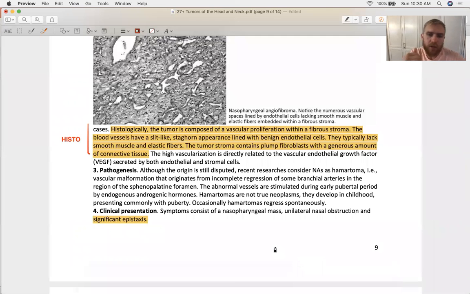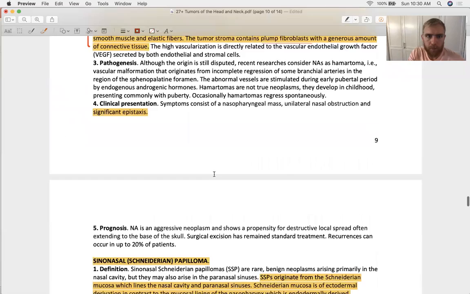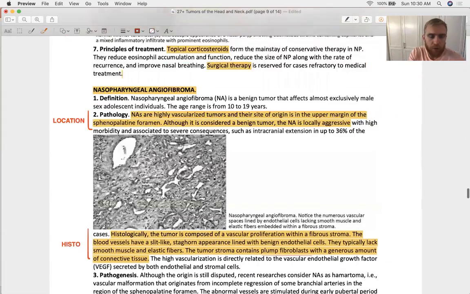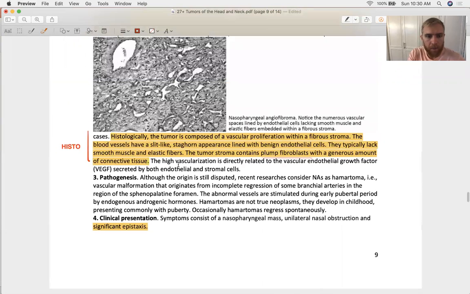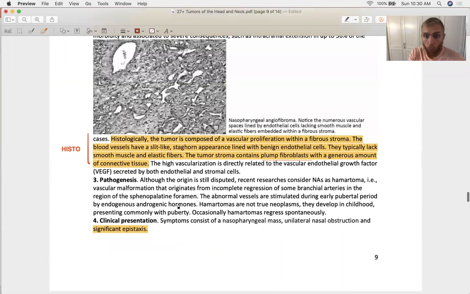Back to the SDL. This is a source of nosebleed. Again, with words, what we just looked at is plump fibroblasts, generous amount of connective tissue, lots of blood vessels. So that's it. The only thing you can get really questioned on is where is it? Again, the location, sphenopalatine foramen, and what is it? And the answer to that is it's a hamartoma, and it's not a true neoplasm technically.